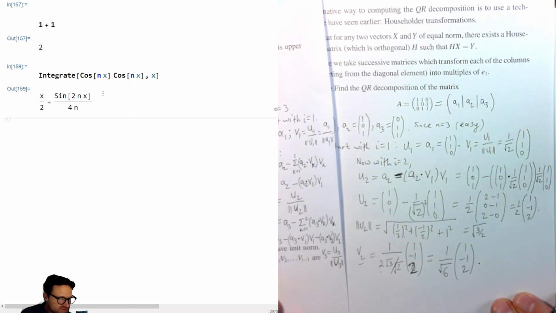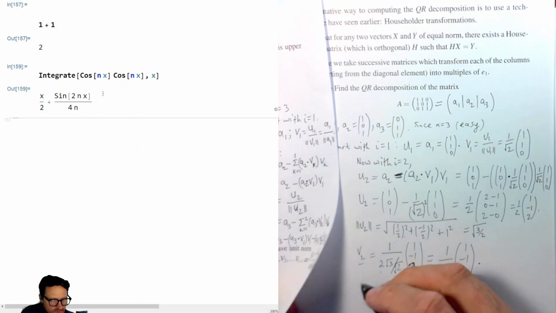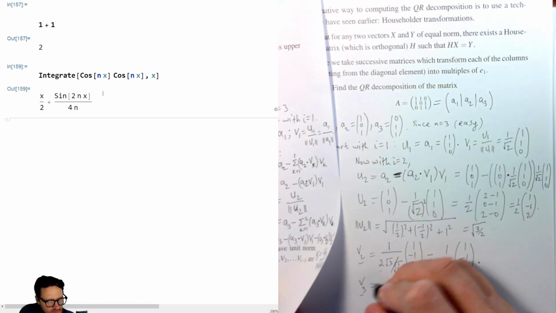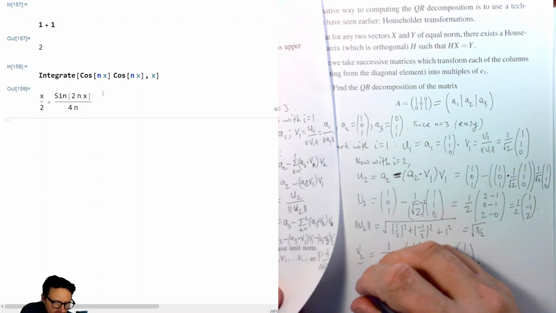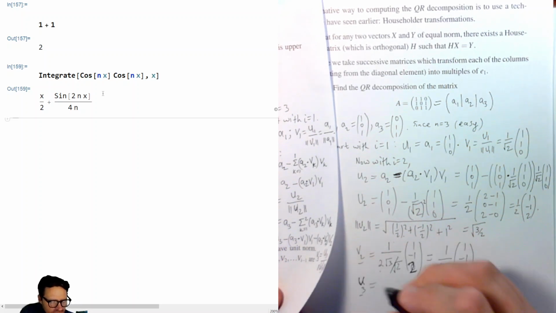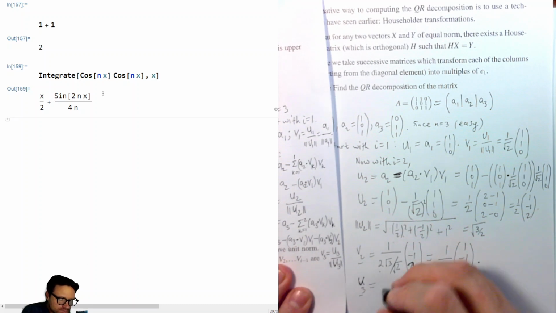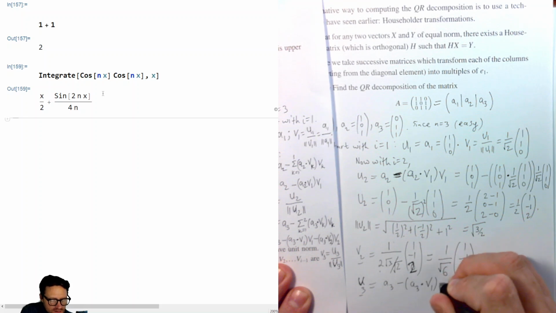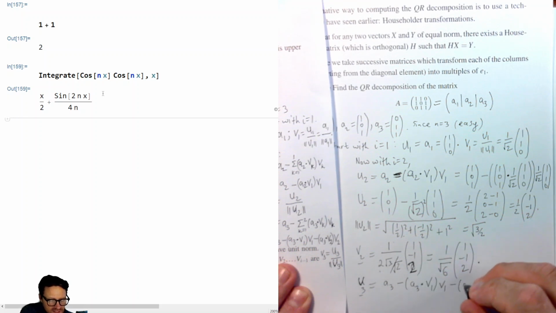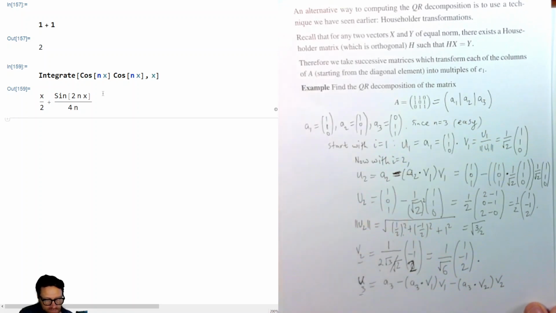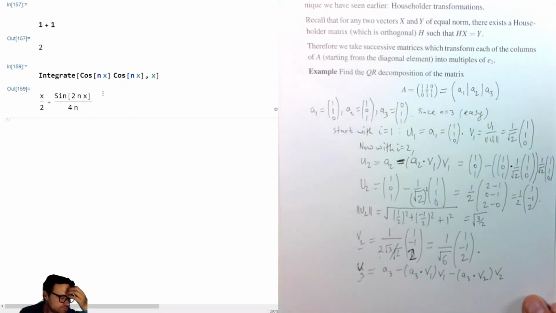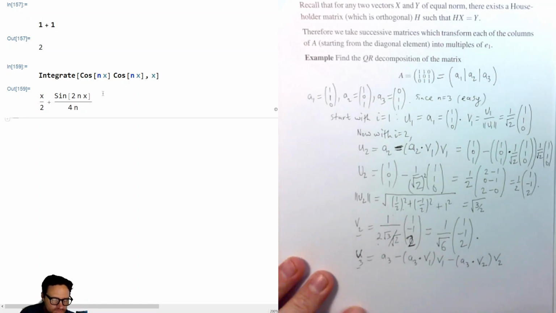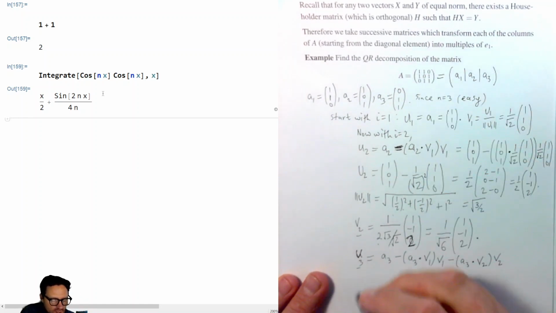Okay, let's move on to V3. So I need to start with U3. Okay, so U3 is A3 minus A3 dot V1 times V1 minus A3 dot V2 times V2. Now A3 is 0, 1, 1.